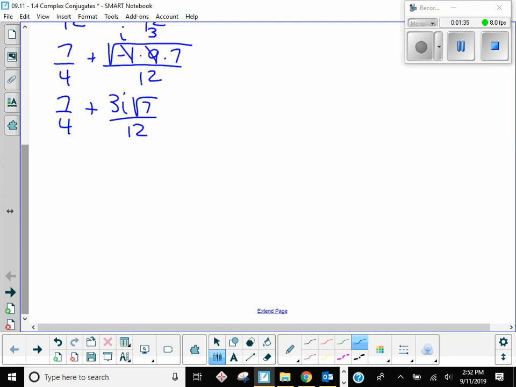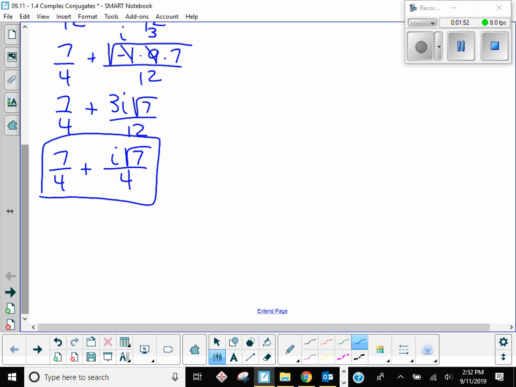But right here, you can simplify one more thing. You can simplify that 3/12, right? What is 3/12 as a simplified fraction? 1/4. So it's 7/4 plus I radical 7/4. Do not combine it back to one whole fraction. Just leave it like that.